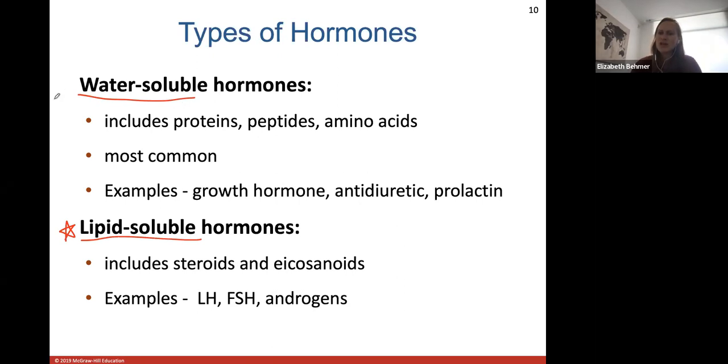If you have a water-soluble hormone, this could be a protein, a peptide, an amino acid. These are the most common. Examples of these are growth hormone, antidiuretic hormone, and prolactin. If it's a water-soluble hormone, it cannot enter into the cell because it can't get through the lipid membrane, because it won't be able to dissolve through it.